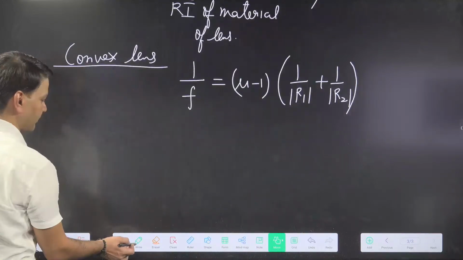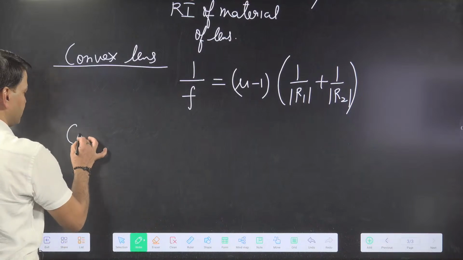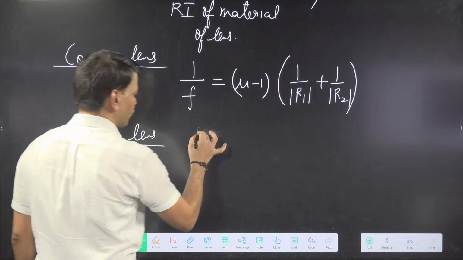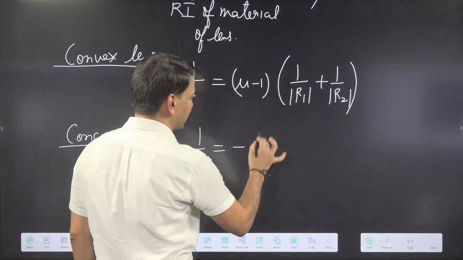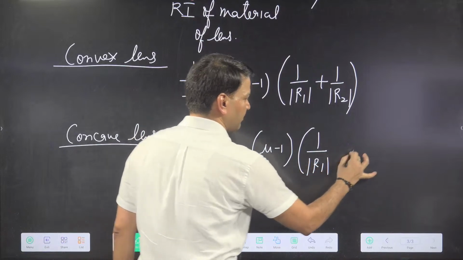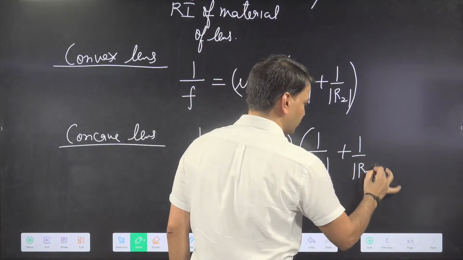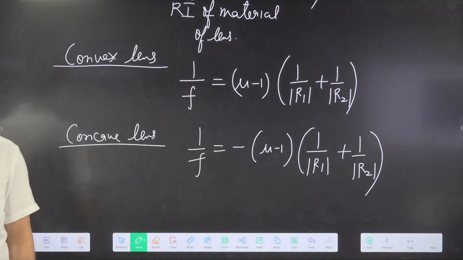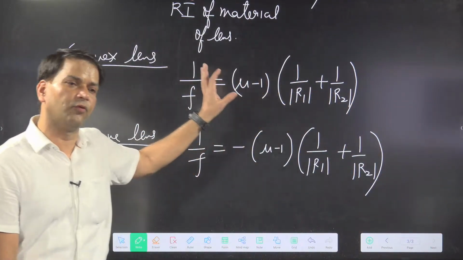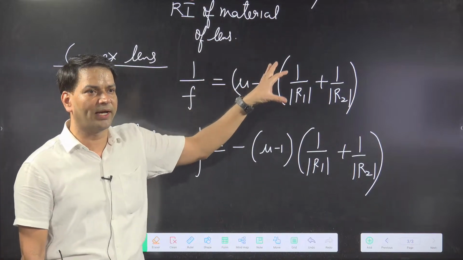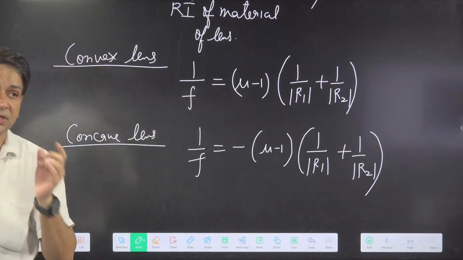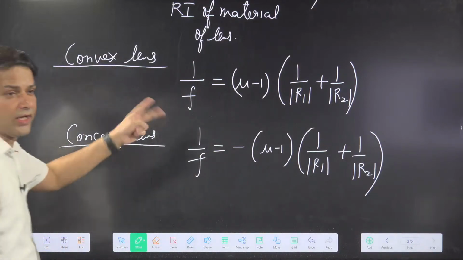And for concave, one upon F is equal to, then you will put the minus sign, mu minus 1 into 1 by mod R1 plus 1 by mod R2. For the concave, the same formula is there, only the minus sign we will put for concave, and for convex the focal length will be positive. That's why mu minus 1 into 1 by mod R1 plus 1 by mod R2, okay? This basic formula we have to remember, okay?